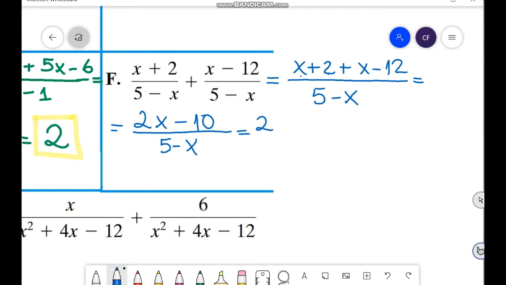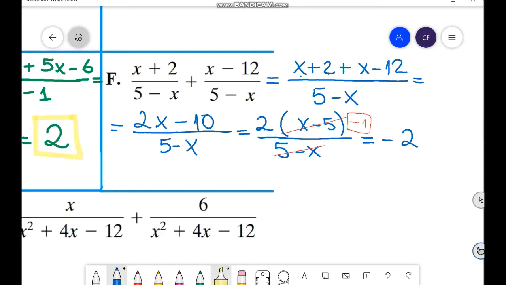So on the numerator, we're going to have 2 times x minus 5, on the bottom we have 5 minus x. You can factor out negative 2, and then you will have 5 minus x, or you can identify that they are opposites. X minus 5 is the opposite of 5 minus x. That means the ratio here is negative 1. So the answer is 2 times negative 1, negative 2. Okay? For F, the answer is negative 2.